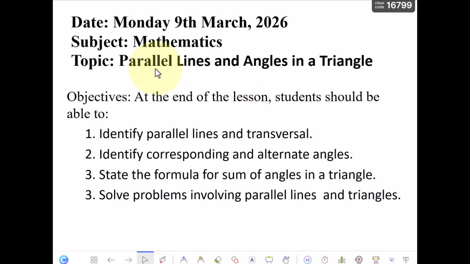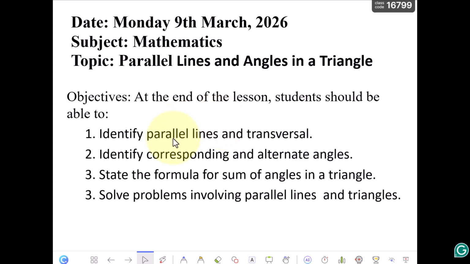Today we are looking at parallel lines and angles in a straight line. And today is going to be the last lesson for this term. So all we'll do today is just to introduce us to this topic. Tomorrow we do more examples and exercises, and that is all for the topic. And from there we do our revision, and that is all.